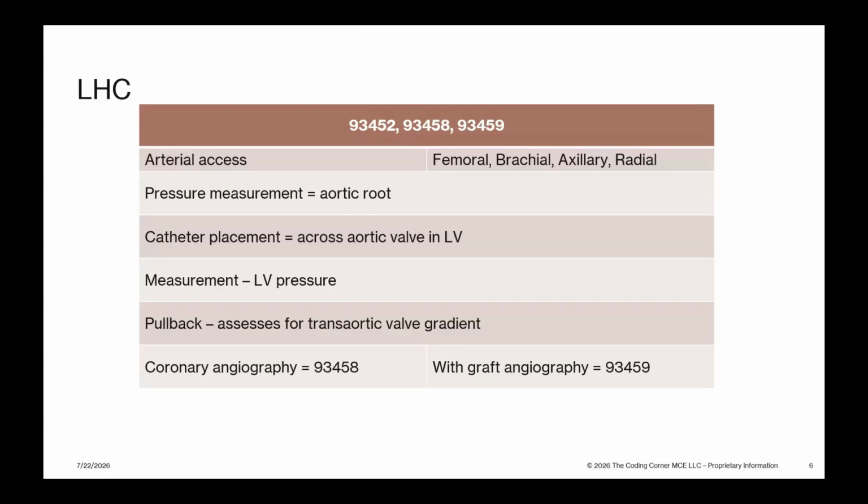A left heart cath starts with arterial access, using femoral or radial. We measure aortic root pressure, then we cross the aortic valve into the left ventricle to record the left ventricular pressures. The pulling of the catheter back helps to check the aortic valve gradient. If coronary angiography is done, use 93458. If grafts are imaged, use 93459. Otherwise, the basic left heart cath 93452 is billed.